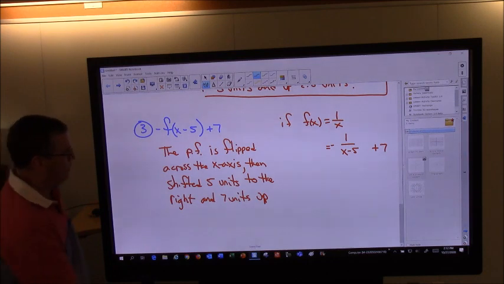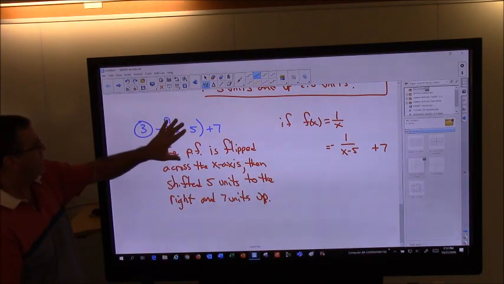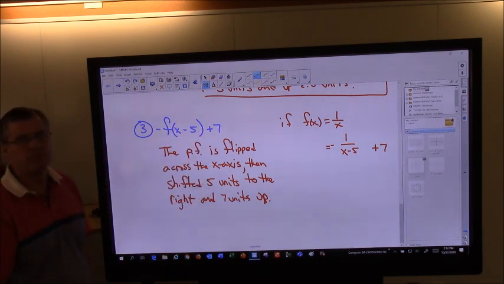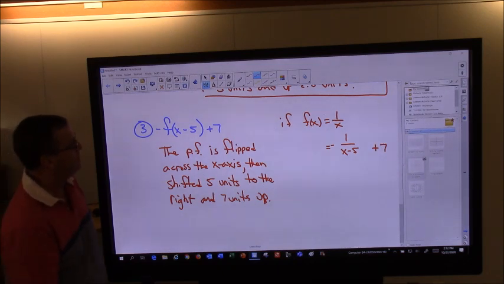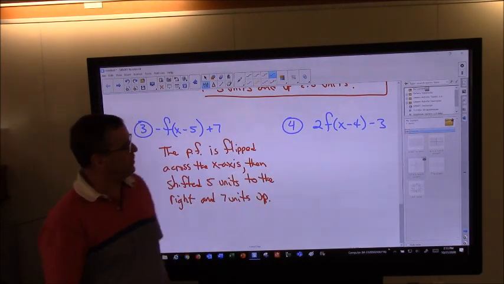Okay, there it is. Without even knowing what the parent function looked like, I was able to look at this and describe the transformation. All right? Let me give you guys one to try. I want you guys to describe the transformation that's taking place right here.